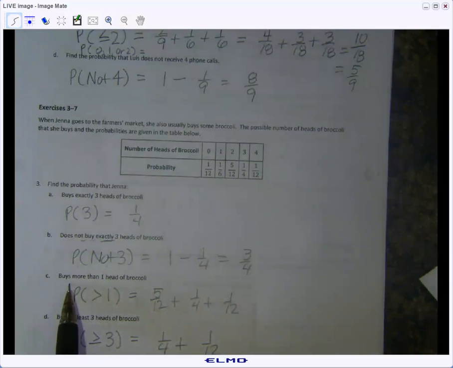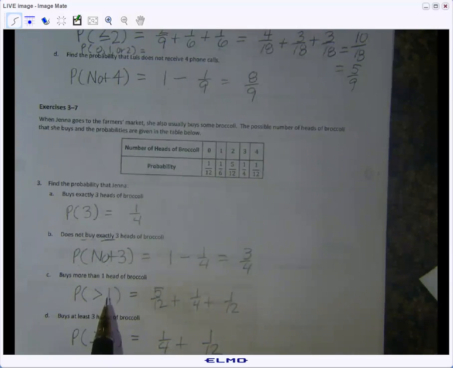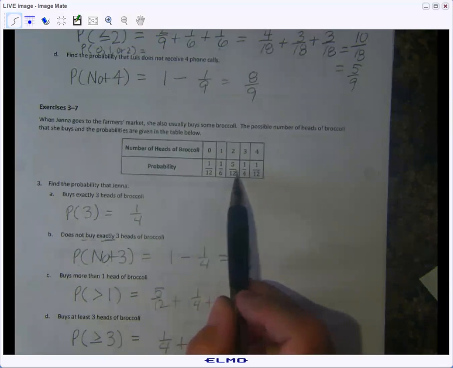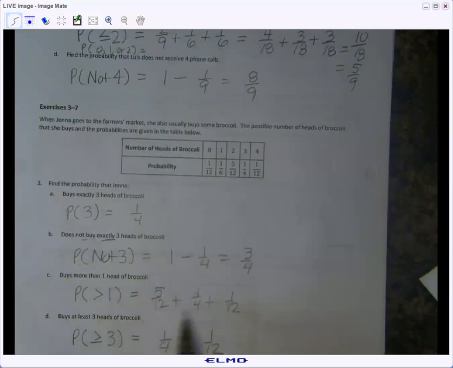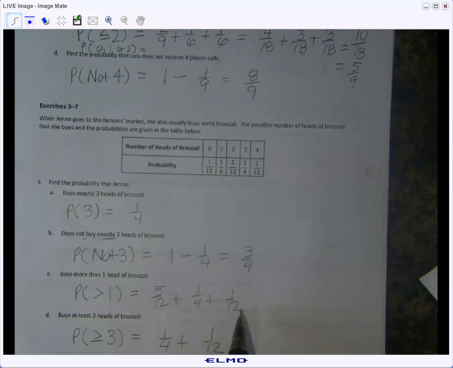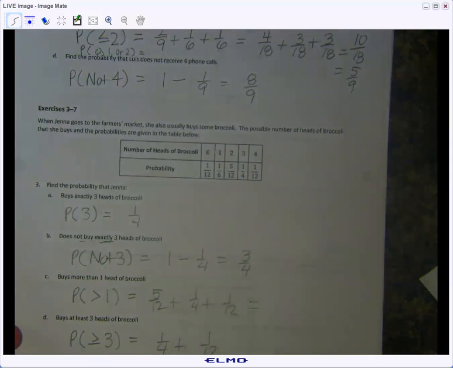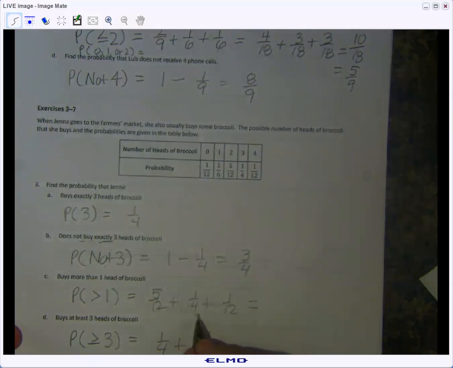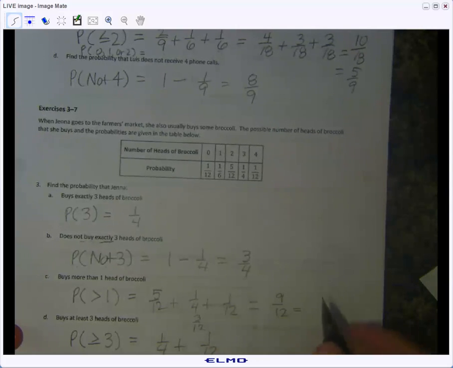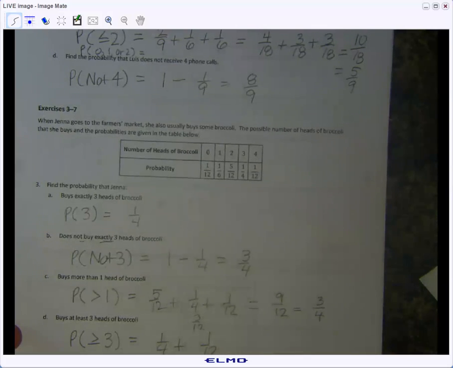Okay, the probability that she buys more than 1 head of broccoli, that would be greater than 1. That would include 2, 3, or 4. So we add up the probability of 2, 3, or 4. And I didn't find the answer there, so let me quickly do that. 1/4 is the same thing as 3/12. So 5, 8, that would be 9/12, and that reduces down to 3/4.